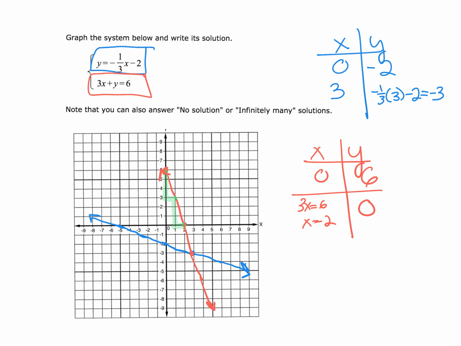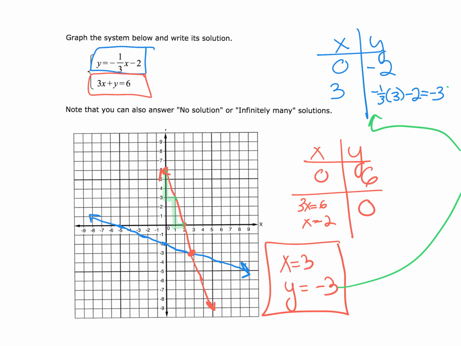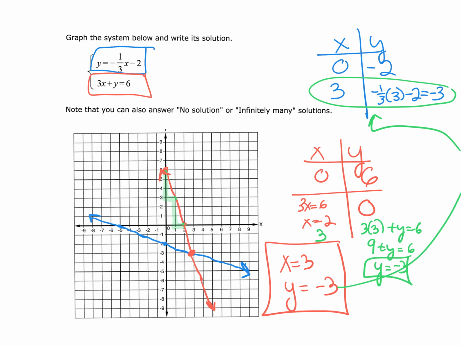And what I noticed is that both of these go through this same point. And what's this point? This point is x equals 3, y equals -3. We can double check that this actually makes both of these equations true. We already see here when x equals 3, y equals -3. To check the other one, when x equals 3, I get 3 times 3 plus y equals 6. So I get 9 plus y equals 6, y equals -3. Or I could plug in x equals 3 and y equals -3 and just make sure that you get the same thing on both sides of the equation.